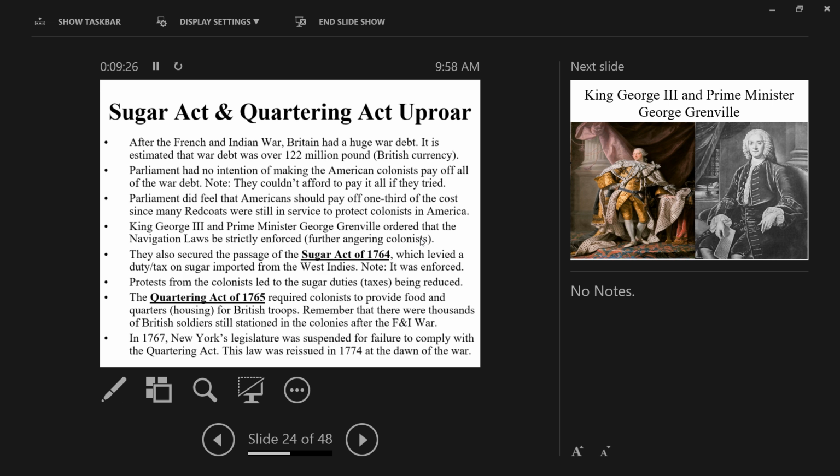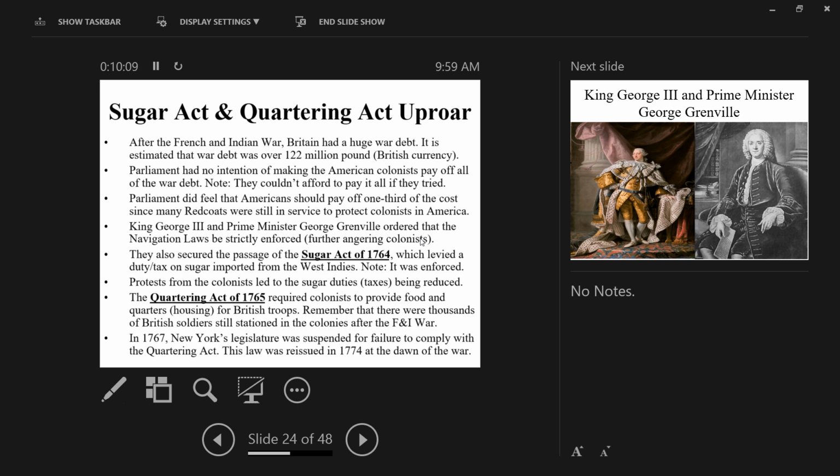However, they couldn't afford to pay for it all. They felt like the colonists had to be on the hook for some of the cost, especially since a lot of British redcoats were still in the colonies, had served in Pontiac's War, and were guarding the Proclamation line, and were still stationed in colonial ports. Clearly, the colonists were not happy about their presence. Overwhelmingly, from top to bottom, from New England down to the southern colonies, the presence of British soldiers was not welcome.